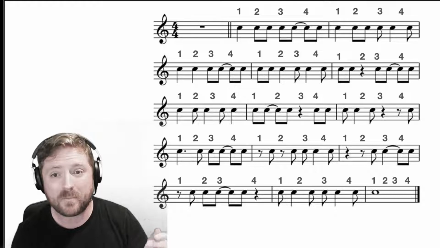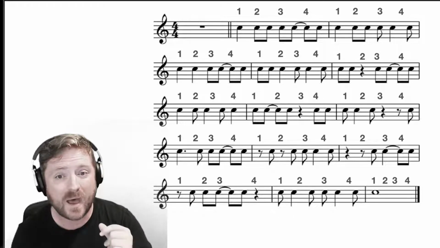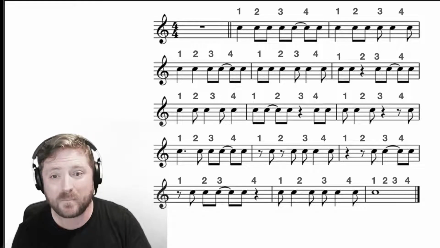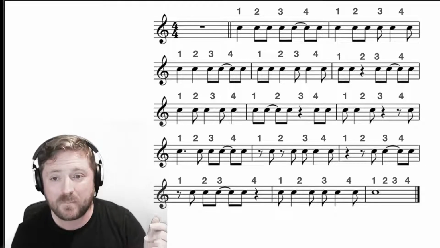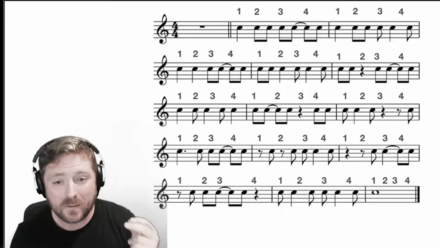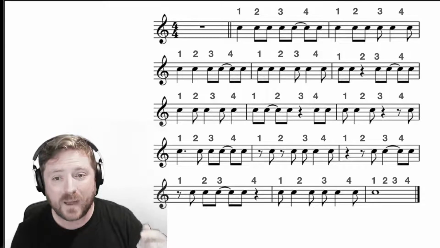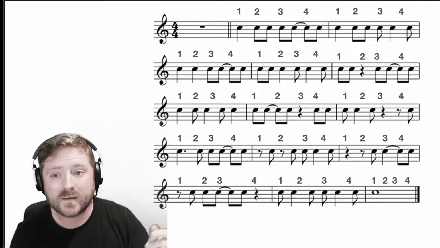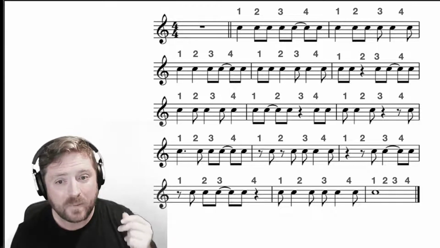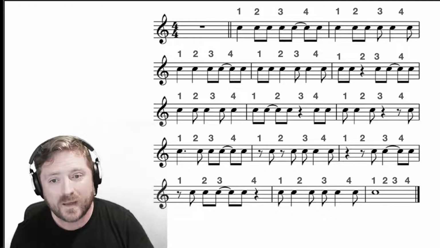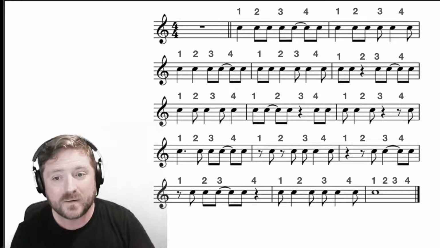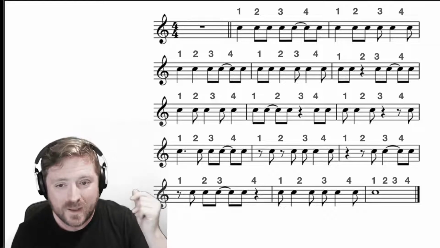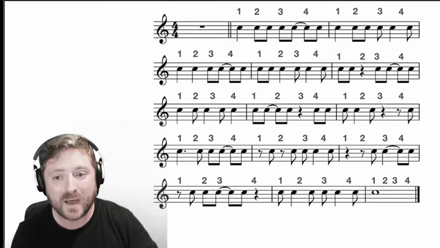Ba ba ba ba ba ba ba ba ba ba ba ba ba ba ba ba. Ba ba ba 5. Ba ba ba ba ba ba ba ba ba. Ba ba ba ba 1, 2, ba ba ba ba ba ba ba ba ba.